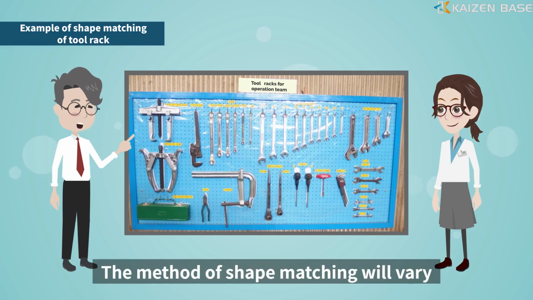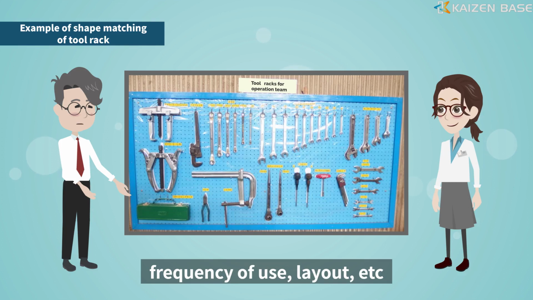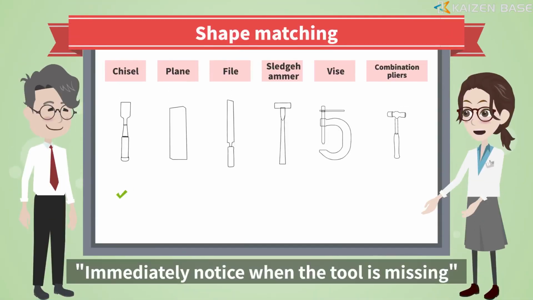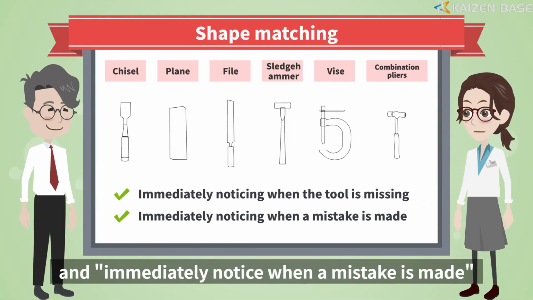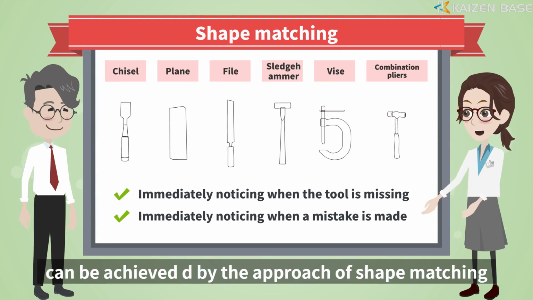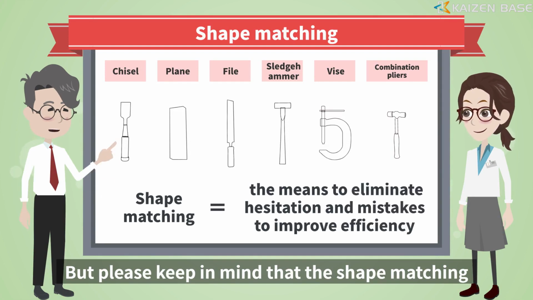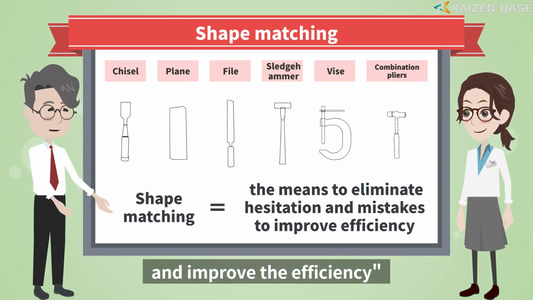The method of shape matching will vary depending on the work content, frequency of use, layout, etc. So consider the proper method that suits your workplace. Immediately noticing when a tool is missing, and immediately noticing when a mistake is made, can be achieved by the approach of shape matching. But please keep in mind that shape matching is only a means to eliminate hesitation and mistakes, and improve the efficiency.